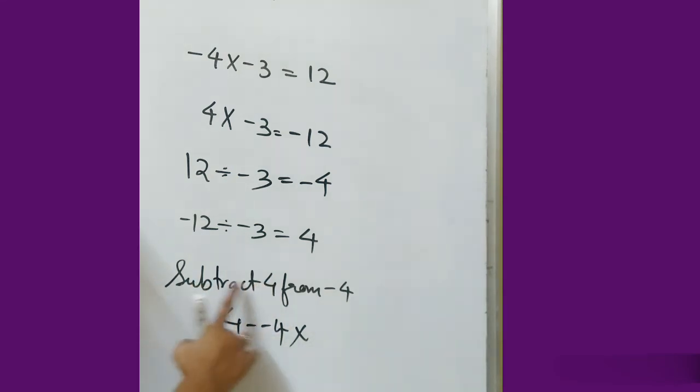Why? Because they are telling subtract 4 from -4. So I'll take -4 first. Then you have to subtract. So what it will be? -8. This is usually where students make mistakes. So this is all about integers, student. I hope you understood the concept, students.